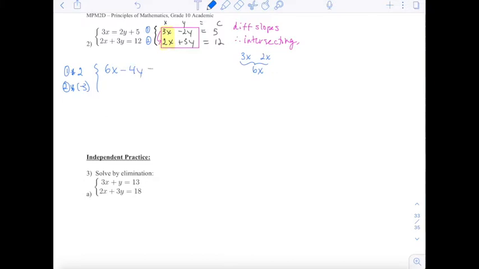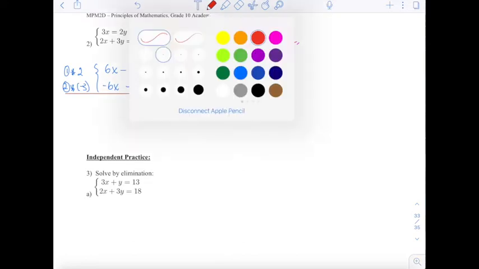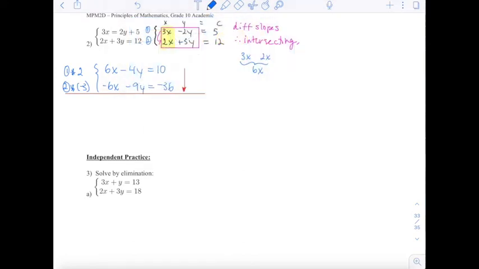Now remember, I have to multiply all 3 of the terms in the first line by 2. And then I'm going to multiply all 3 of the terms in the second line by negative 3. And then we need to add the system together, or add the 2 lines together. Because my x's, y's, equal signs, and constants are lined up, this should work out nicely. So I get negative 13y equals 26, or y equals negative 2.